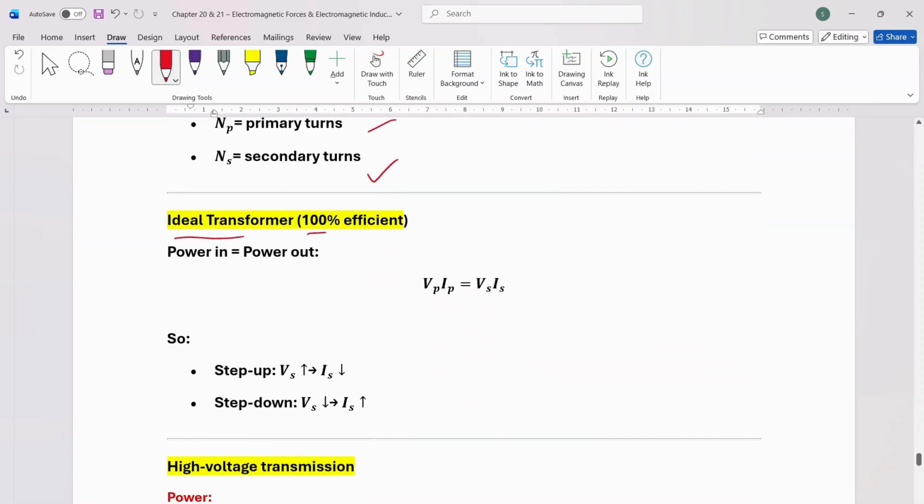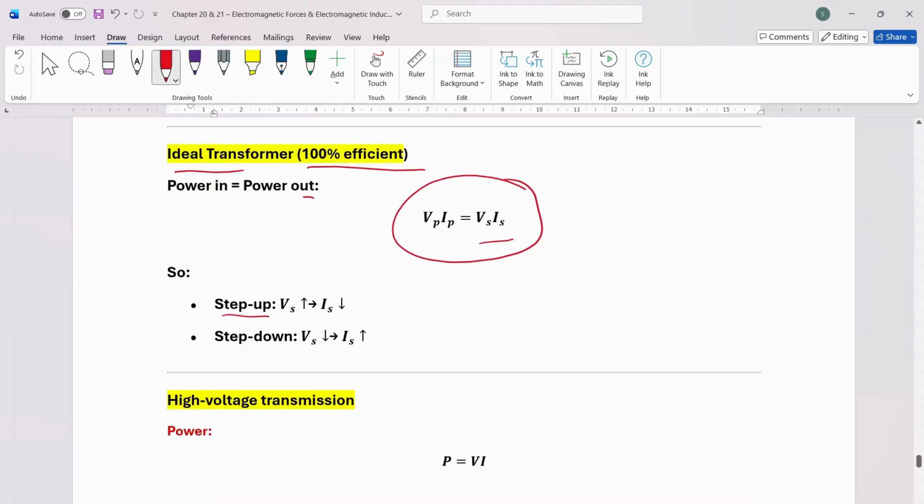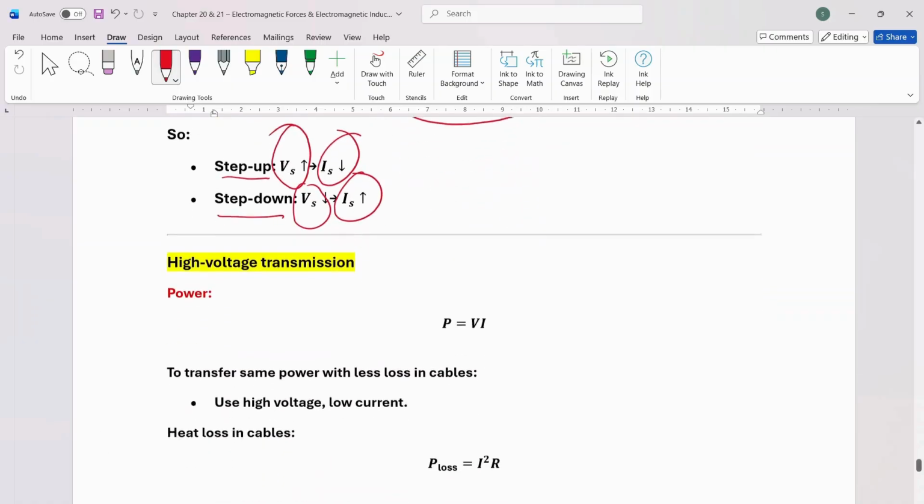We have an ideal transformer which is 100% efficient. Power in equals power out. So the equation will be Vp Ip equals Vs Is. So for step up, if Vs increases, Is decreases. For step down, if Vs decreases, Is increases.